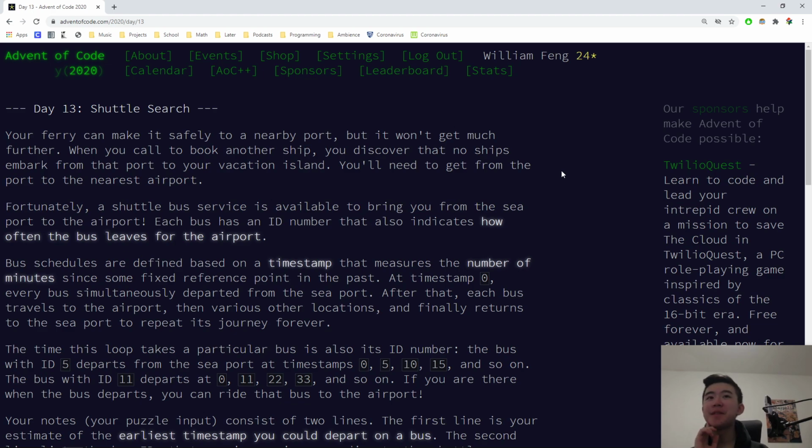Today we're going to be doing Advent of Code Day 13. Advent of Code is basically a challenge where every day in December up until Christmas, Eric Wastl releases 2 puzzles that are related to programming. So we're going to be doing every one of them and explaining the solutions.